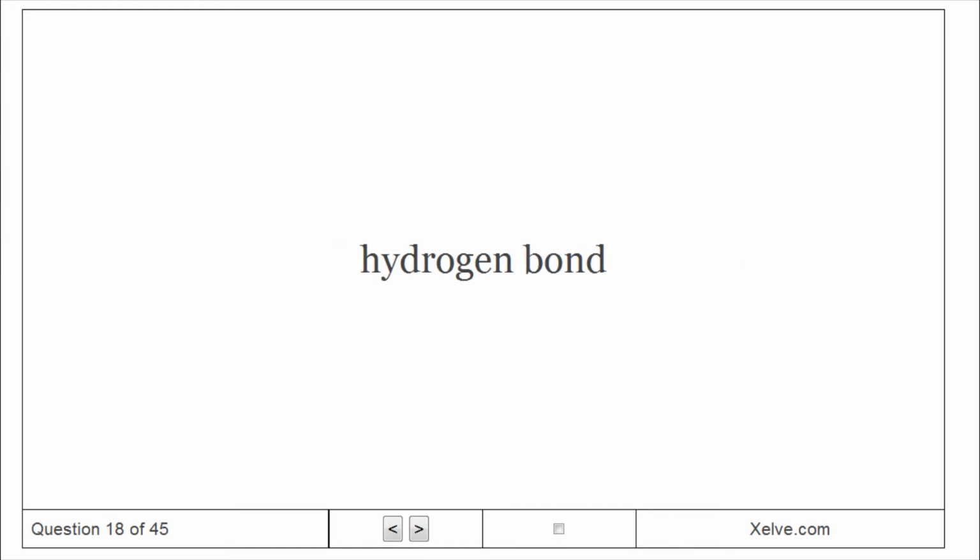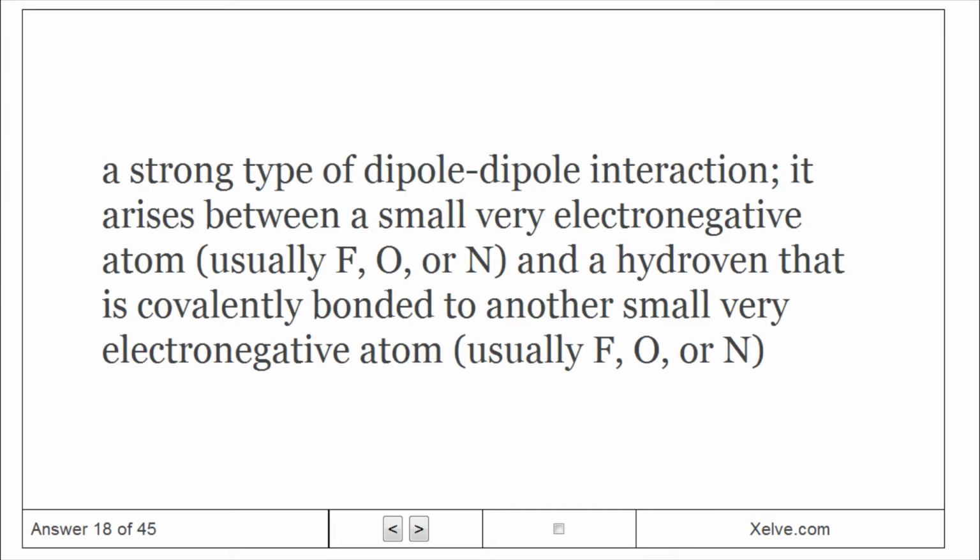Hydrogen bond. A strong type of dipole-dipole interaction. It arises between a small, very electronegative atom and a hydrogen that is covalently bonded to another small, very electronegative atom.